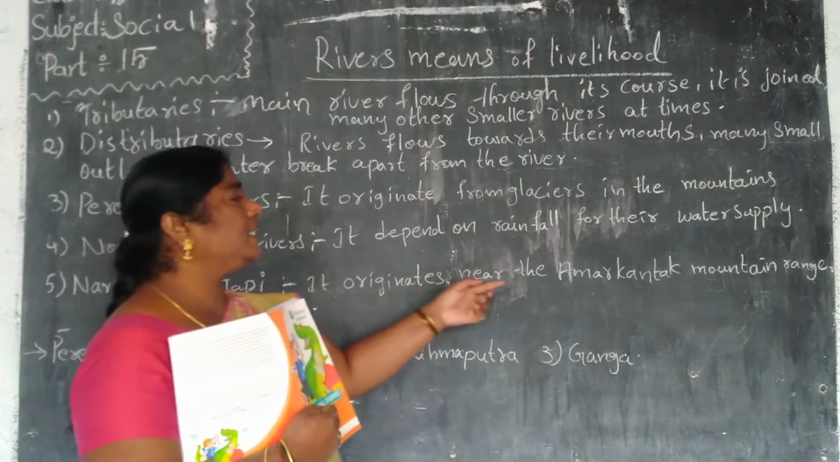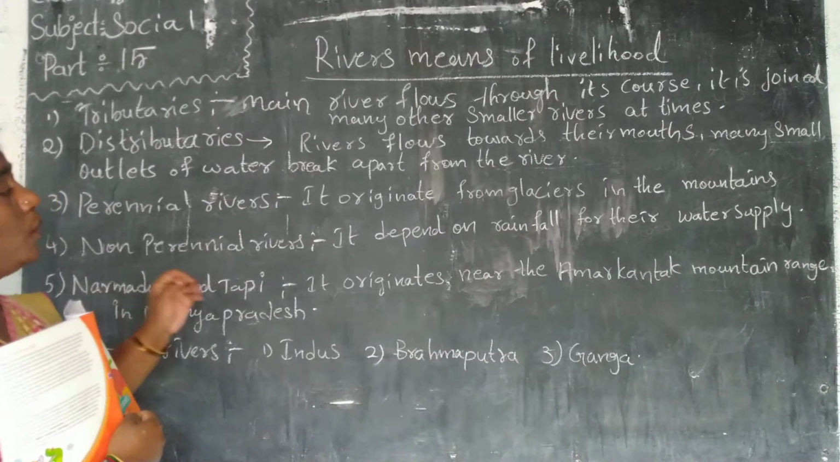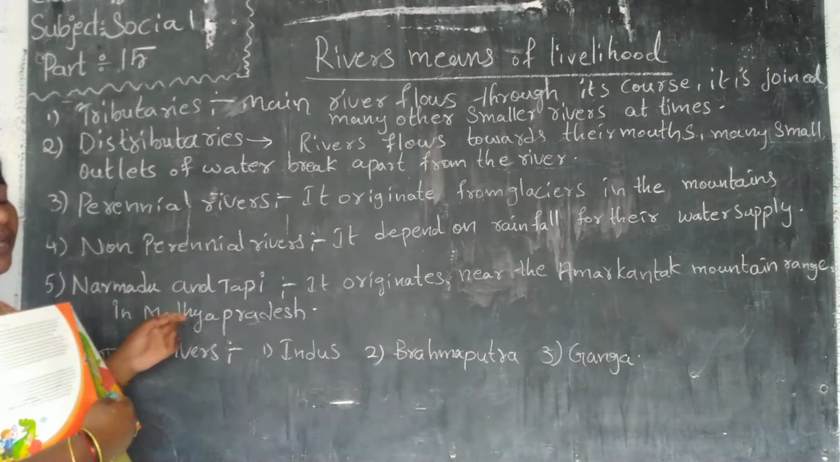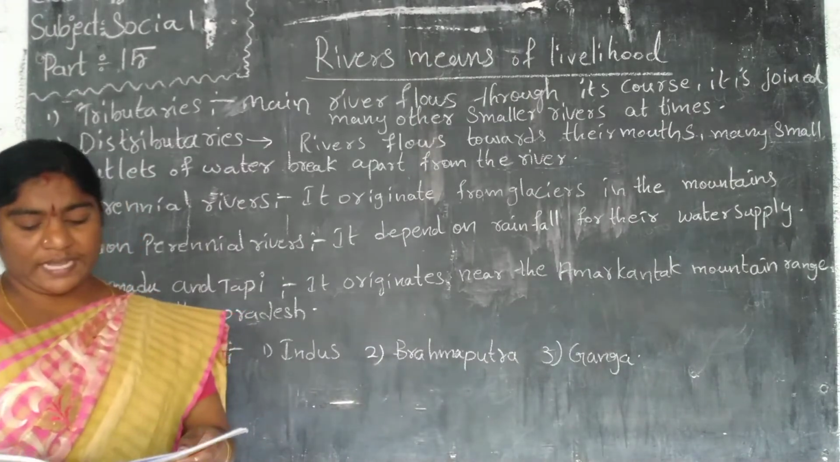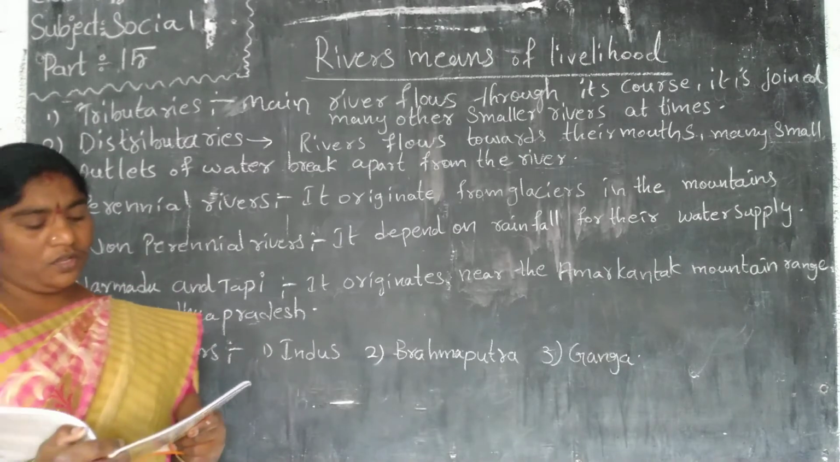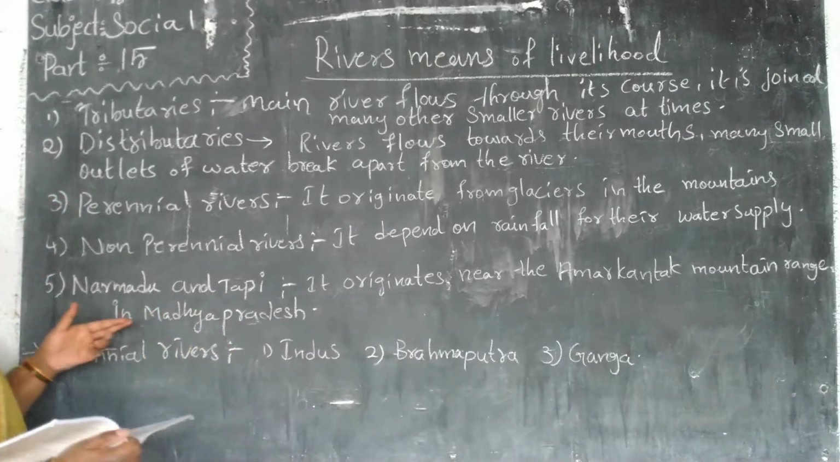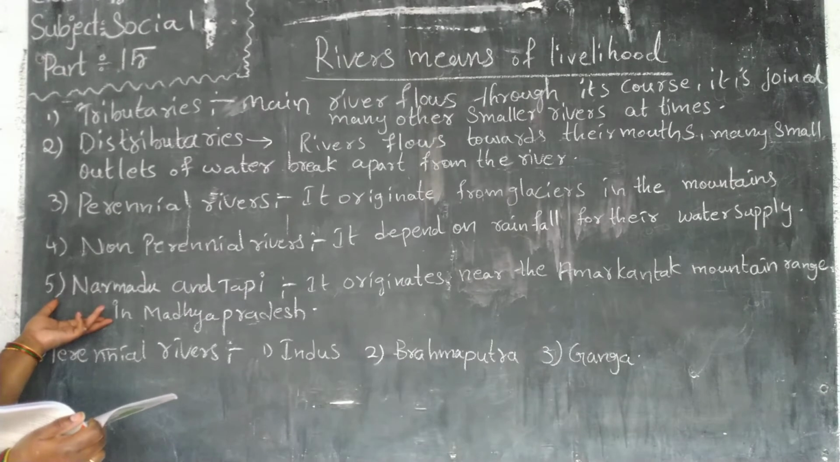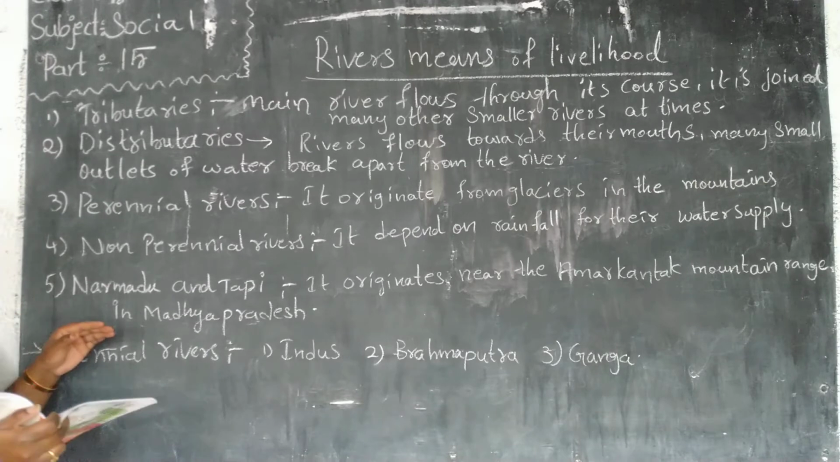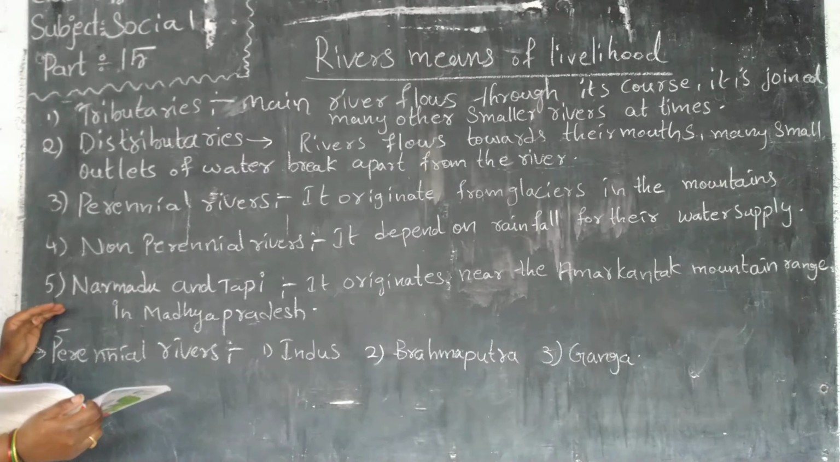The Narmada originates near the Amarkantak mountain range in Madhya Pradesh. Where does it originate? From Amarkantak mountain in Madhya Pradesh. It flows through Madhya Pradesh, Maharashtra and Gujarat, and meets the Gulf of Bombay in the Arabian Sea. Narmada flows in three states. What are the states? Madhya Pradesh, Maharashtra and Gujarat. It joins the sea, the Gulf of Bombay in the Arabian Sea.